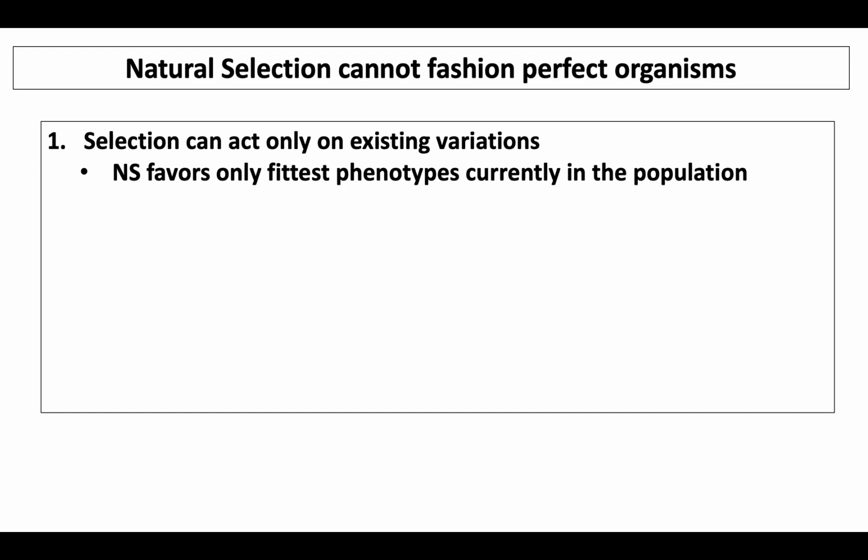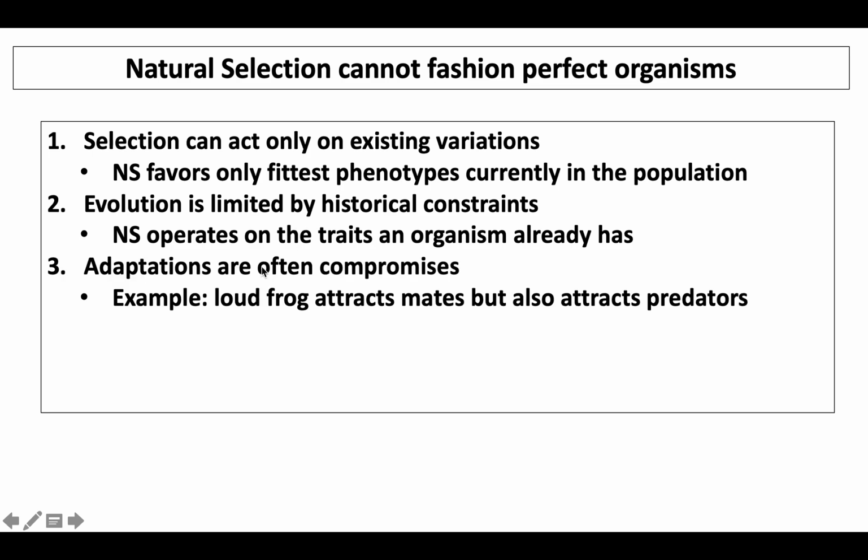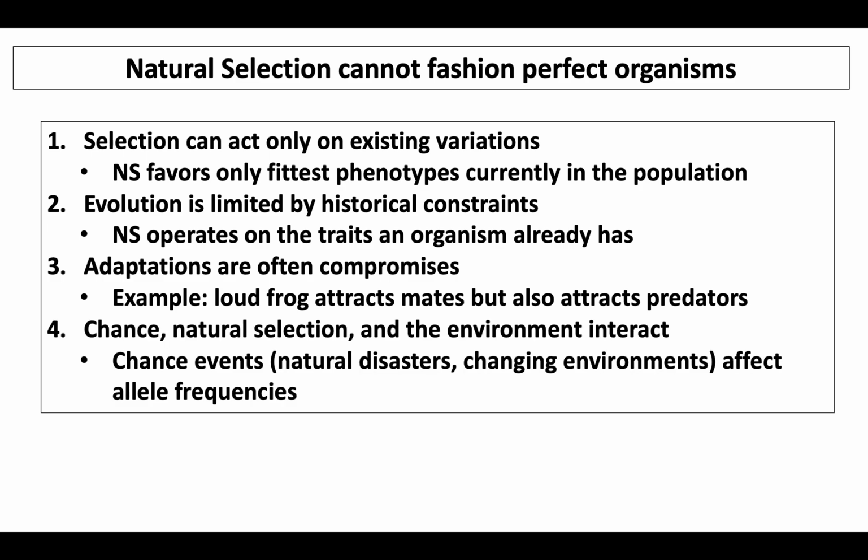Natural selection is not a mechanism to try to make the perfect organism, right? It acts on existing variations, so it acts on existing mutations that are already in the population. Natural selection operates only on the traits an organism already has. Adaptations are often compromises. So loud frogs attract mates, but they also attract predators. So there's always this kind of teeter-totter effect of what is advantageous, but also not compromising.